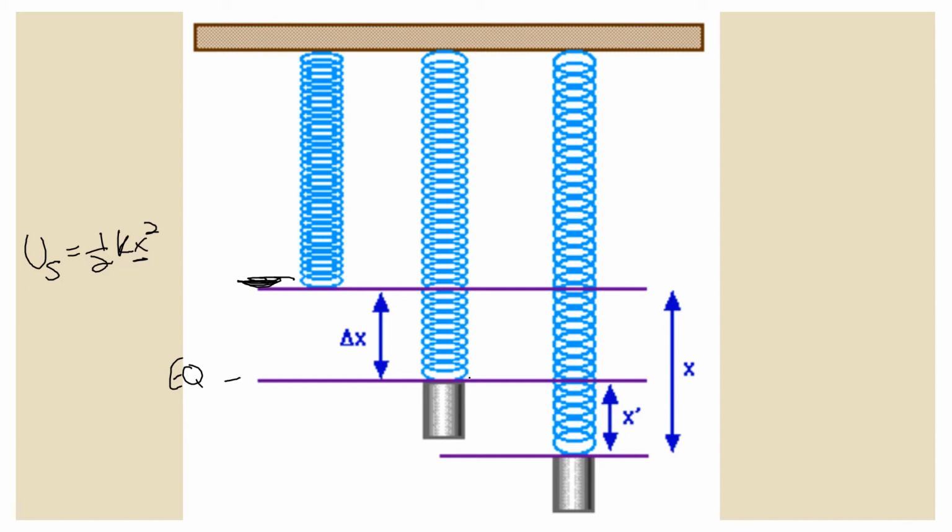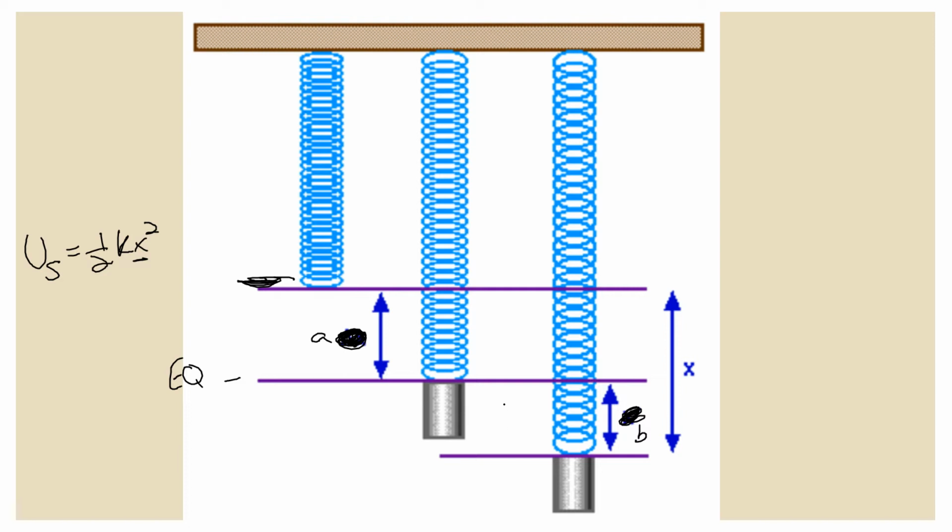Now, I want to make this not confusing. These definitions in this diagram with a delta x and x prime and x are way too easy to confuse. So let's just go ahead and call this distance A. A is going to be the distance the spring stretches from the natural length of the spring when it's at its equilibrium position. We'll go ahead and call this distance B.